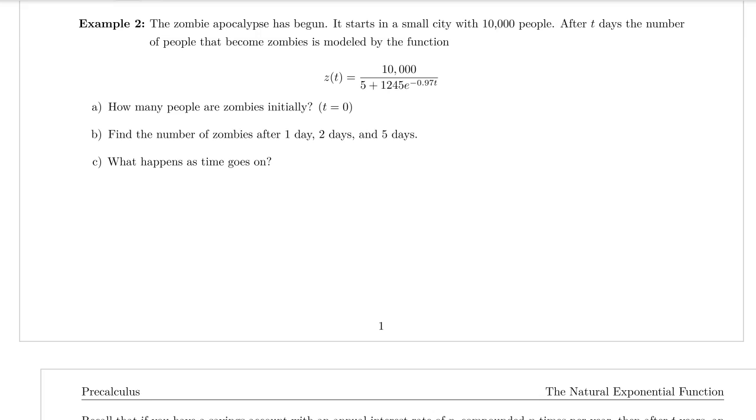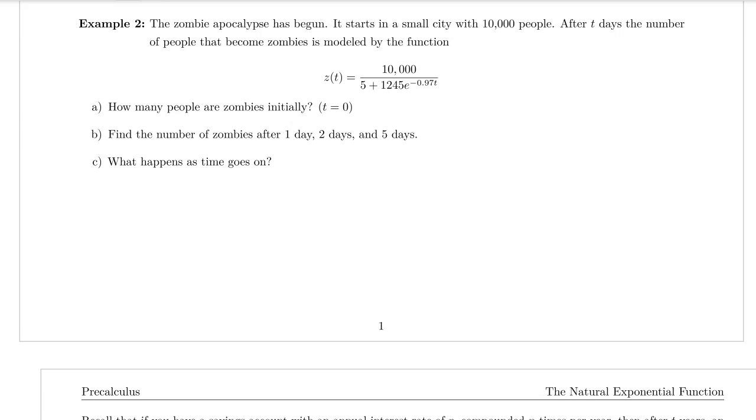Oh no! It starts in a small city with 10,000 people. After t days, the number of people that have become zombies is modeled by the function z of t equals 10,000 over 5 plus 1245 e to the negative 0.97t. Part A says how many people are zombies initially, in other words, when t equals 0.